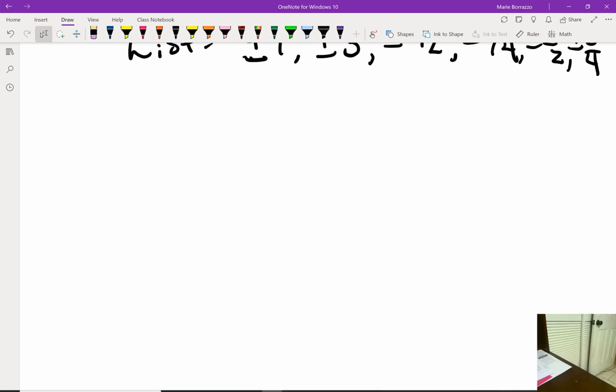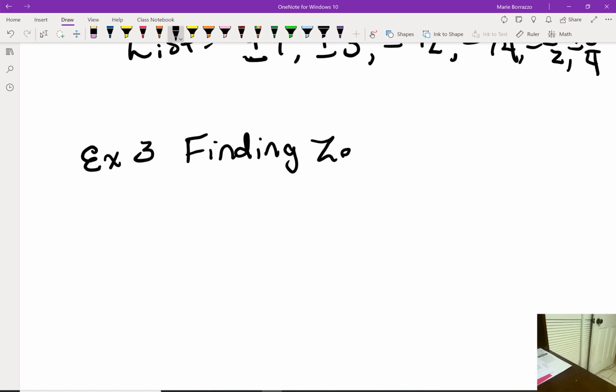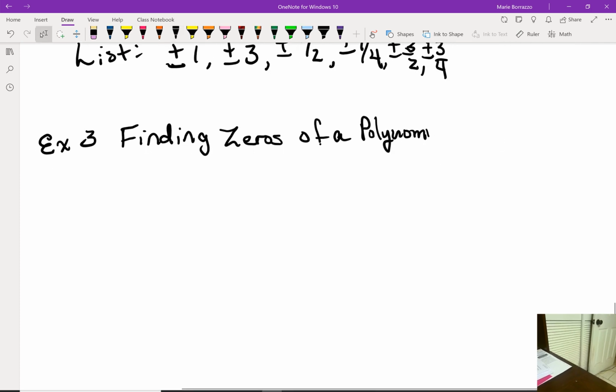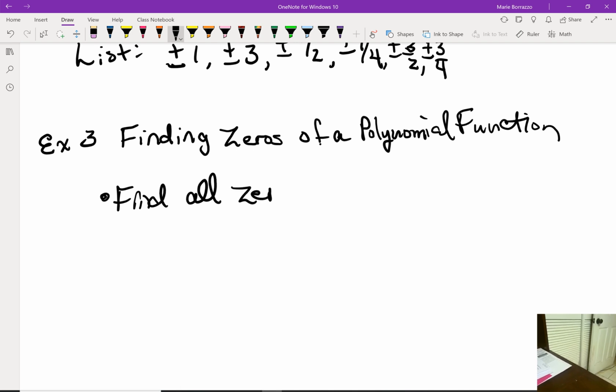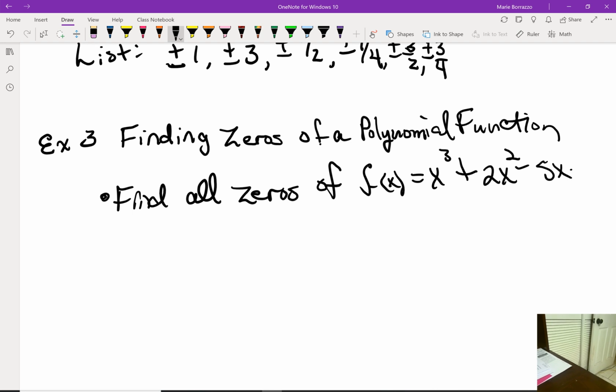All right, example 3. Now we're going to find, so it's finding, not listing, zeros of a polynomial function. And so this question stem says find. Find all zeros of f of x equal to x cubed plus 2x squared minus 5x minus 6.